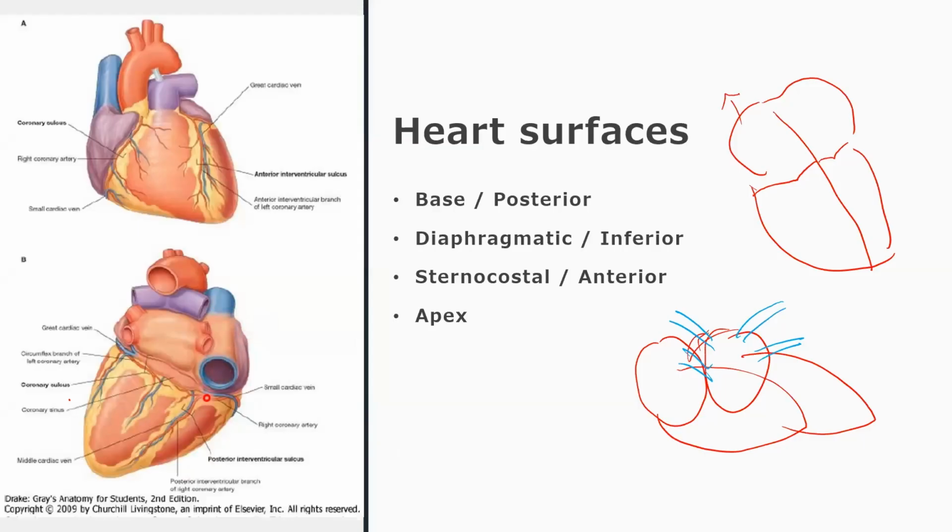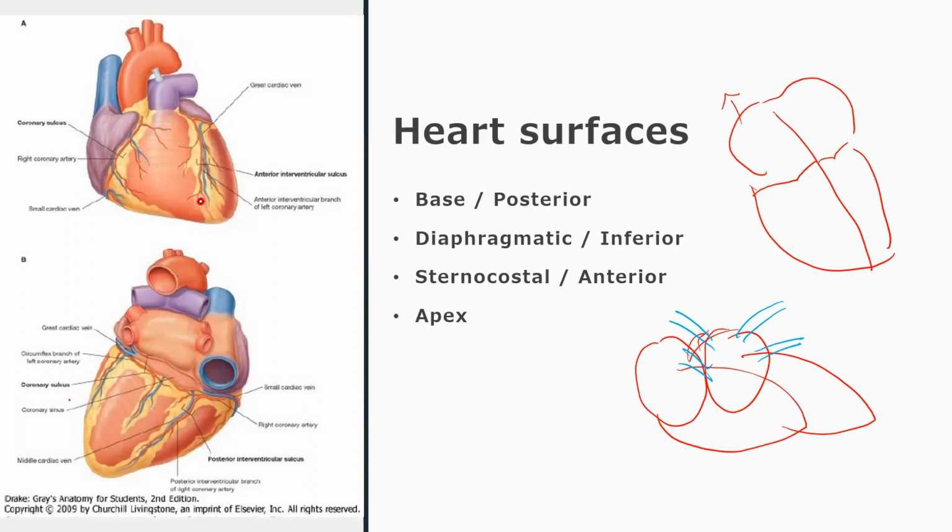Then what about the diaphragmatic or the inferior surface? What are the chambers making up the inferior surface? We have right ventricle and left ventricle as answers. So mainly it's the left ventricle here, and also a part of the right ventricle. Right? So this is the inferior surface. Then about the sternocostal surface or the anterior surface.